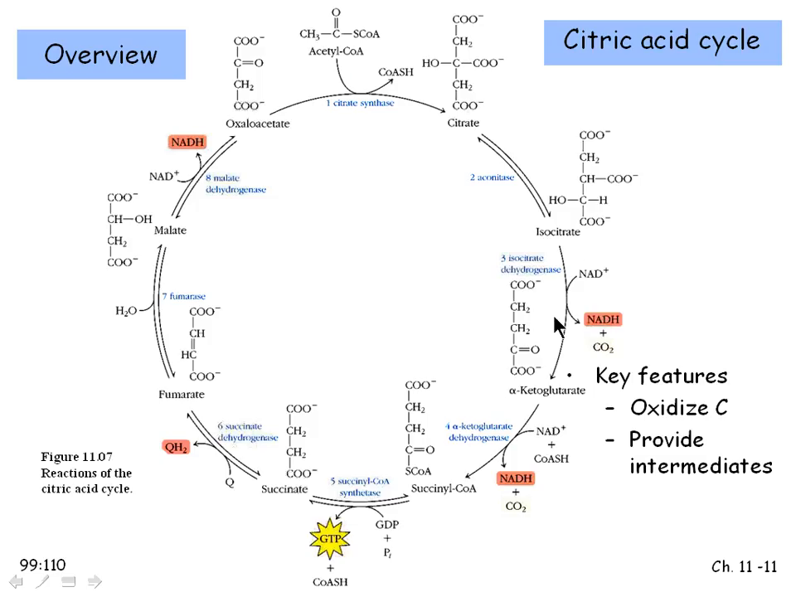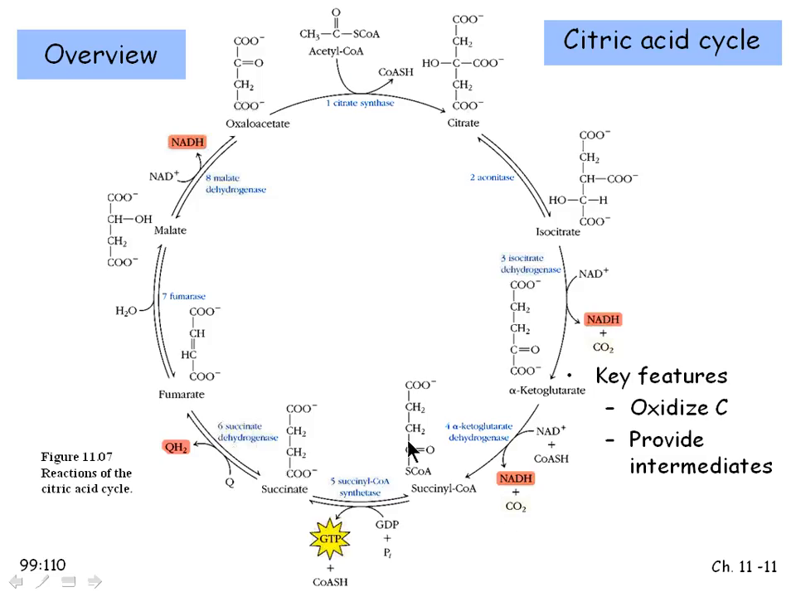We're going to have a decarboxylation step at the isocitrate dehydrogenase that will produce reduced NADH. And now we have a 5-carbon backbone, 1, 2, 3, 4, 5. Alpha-ketoglutarate. Should sound close to glutamate, and we'll see why. Another oxidation reduction step with a loss of carbon dioxide.